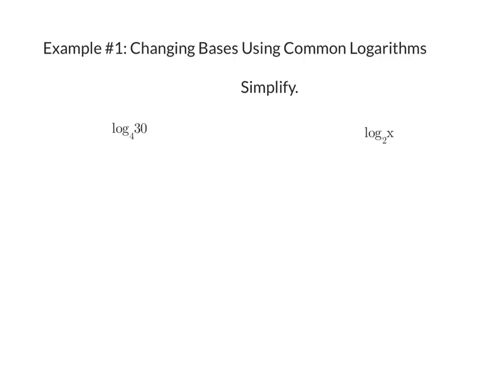All right, in example 1, we're going to change the bases using common logs. The way we'll do this, we'll use a common log base of 10. So that'd be log base 10 of 30 over log base 10 of 4, which will yield in our calculators, because you just use a log button, about 2.45.